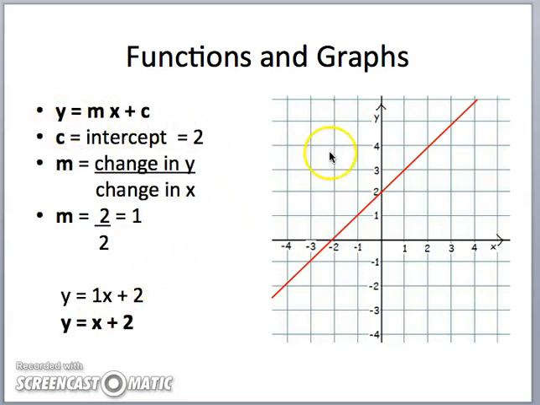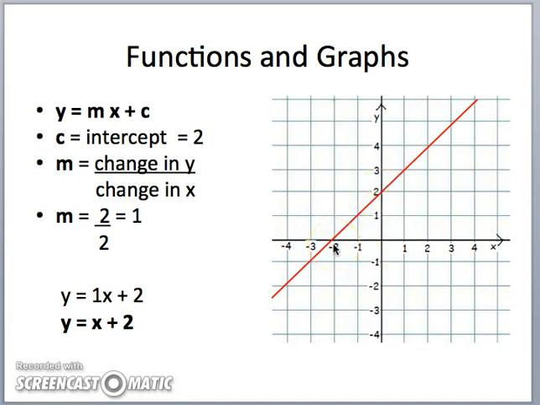Okay, so let's look at this line here. We can see that it crosses the y-axis at the point (0, 2), so that tells us immediately that the intercept value, the c, equals 2. We need to work out the gradient of this line, and we work out the change in y divided by the change in x. When you're doing this, the best thing to do is to look for some easy triangles. Here we've got a triangle from -2 to 0 and 0 to 2.